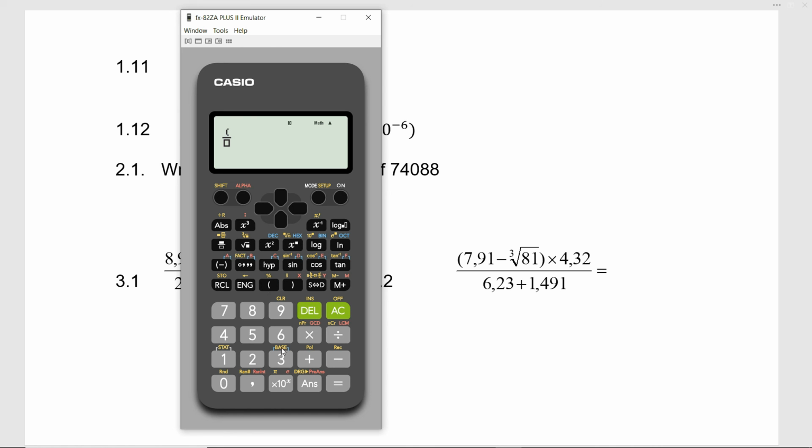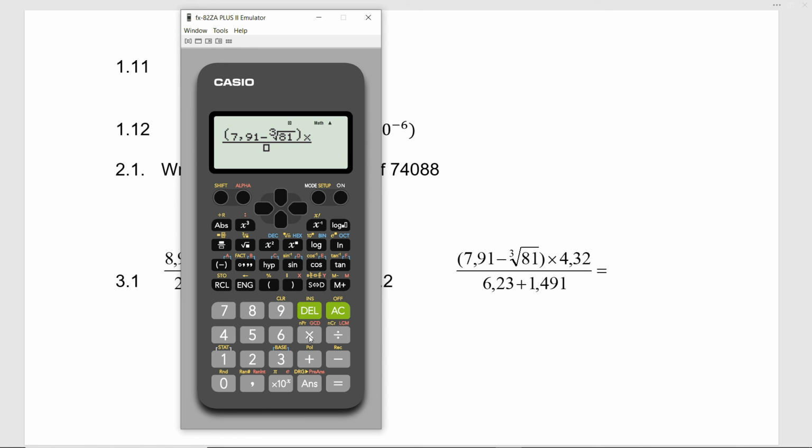Okay, so I'm going to have my 7,91 in brackets. I think you just have to make sure that you get the brackets in the right place. Okay, and once again, I'm using my shift function of the root, and I'm taking the cube root of 81, and then I've got to close brackets. So just be careful that you get out of the cube root and then close the brackets.